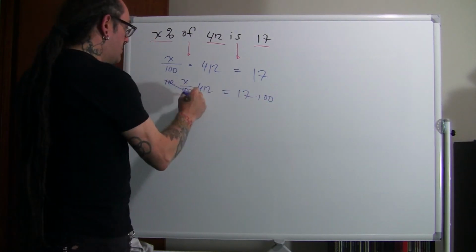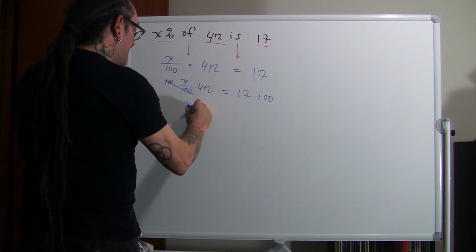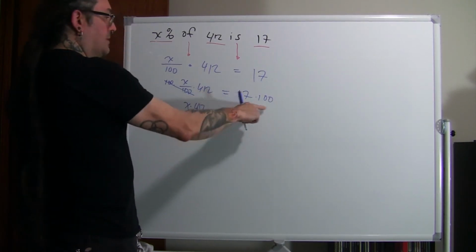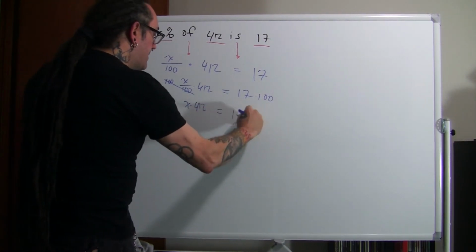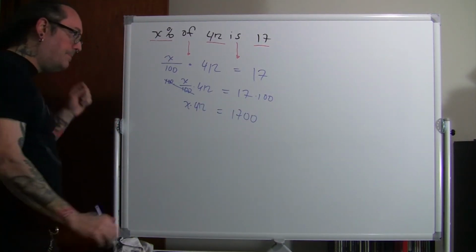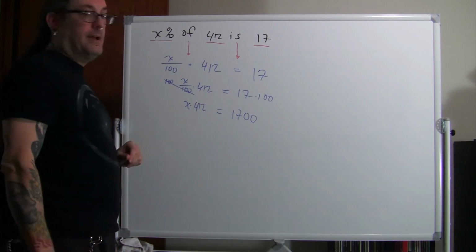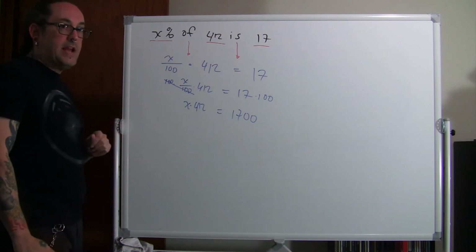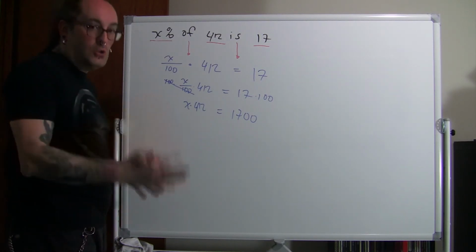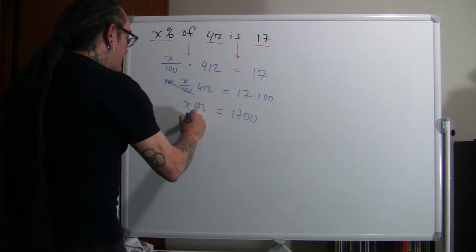Okay, the 100s will cancel. And this is going to be x times 412 equals, and here's, let's use our trick. 17 times 100 is 1700. All right. x times 412 is the same thing as 412 times x, right? In the same way that 3 times 5, 15, equals 5 times 3, also 15. So I'm just going to rewrite this so that it maybe looks a little more familiar to you.